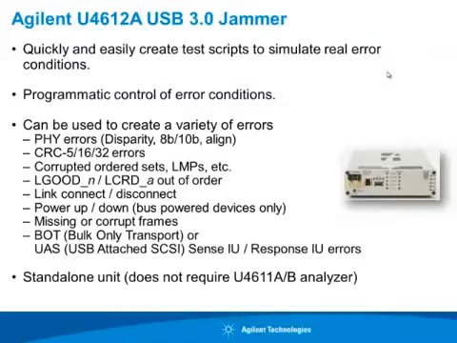If there's a power outage, how does your device respond? Or completely deleting packets, or testing into the higher levels of SCSI commands, doing the sense IU and response IU commands and modifying those directly. I will be demonstrating the jammer with the use of the U4611A protocol analyzer. However, it is a standalone unit and does not require the use of an Agilent analyzer for doing these tests.